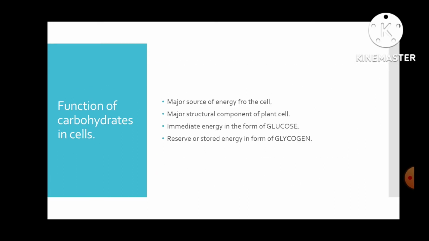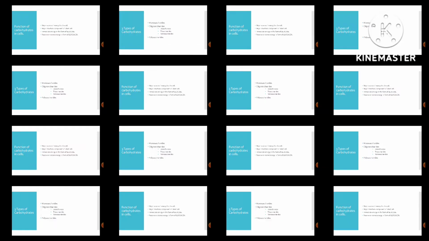Carbohydrates are a source of energy for the cell, the major structural component of a plant cell in the form of cellulose, give immediate energy, and reserve and store energy in the form of glycogen.